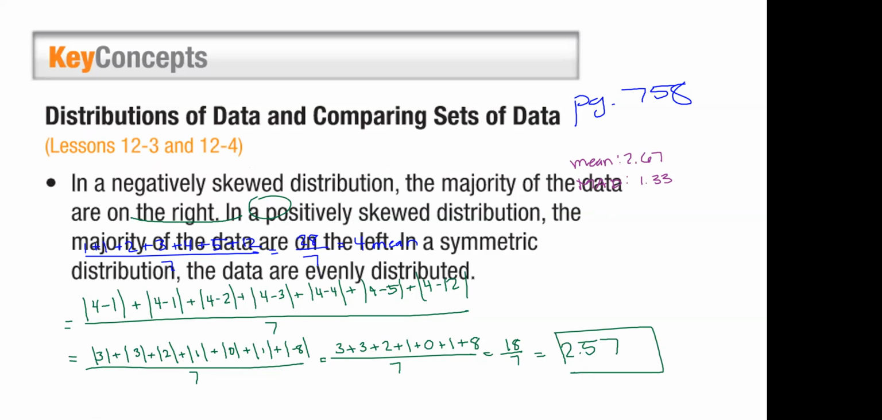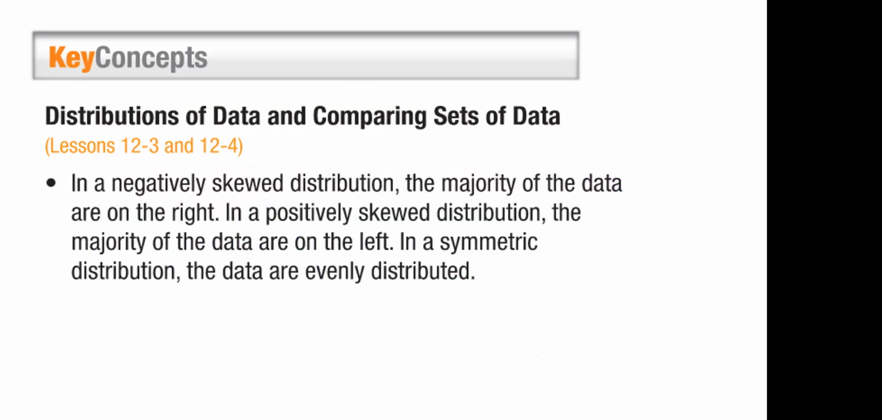All right. So distributions of data and comparing sets of data. So here it says in a negatively skewed distribution, the majority of the data would be on the right. So if we had our data, like most of it would be over here, this would be negatively skewed data. And in a positively skewed distribution, the majority of the data is on the left. Okay, so this would be positive. And then in a symmetric distribution, the data are evenly distributed. Okay. All right.